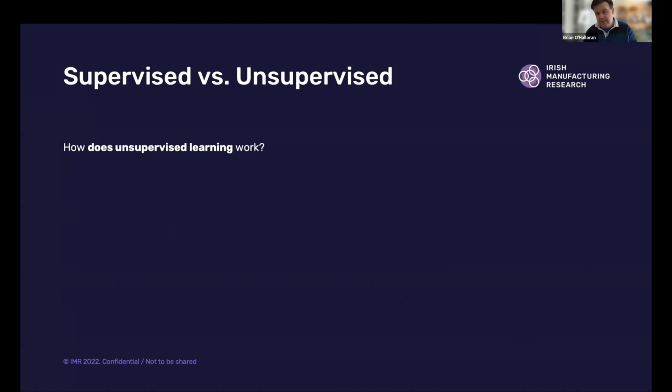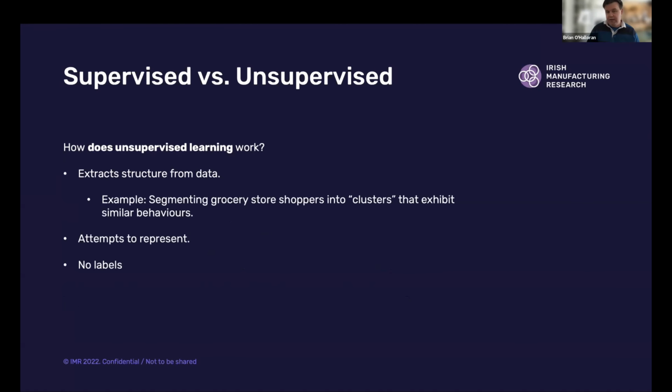Unsupervised learning is a little bit different. There are no labels here. What we're trying to do instead is determine the internal structure within our data. So we're trying to find representations within our data, extract that structure from within our data sets, and find that latent information.